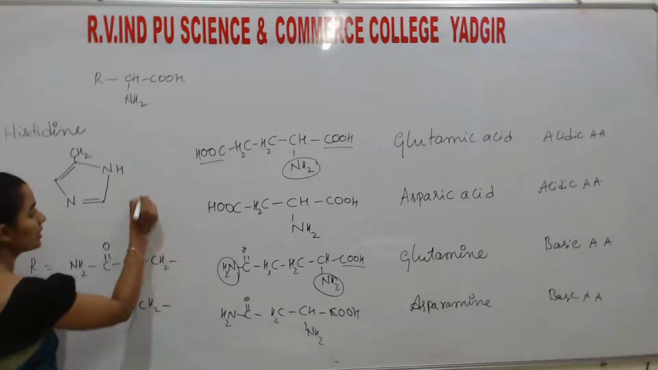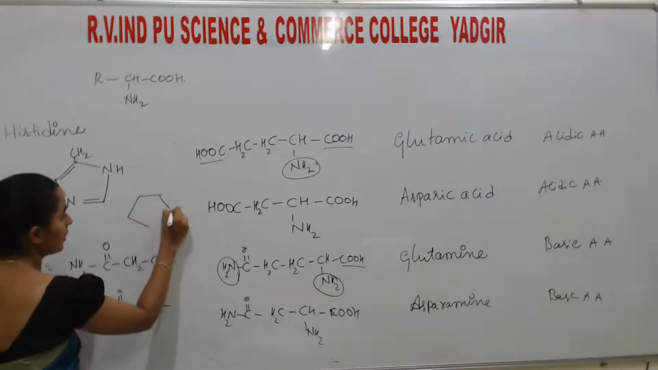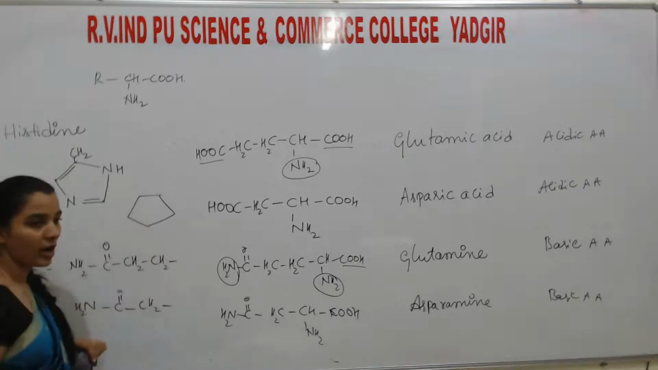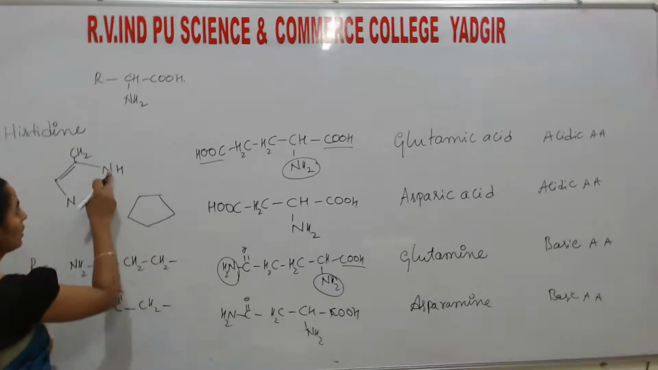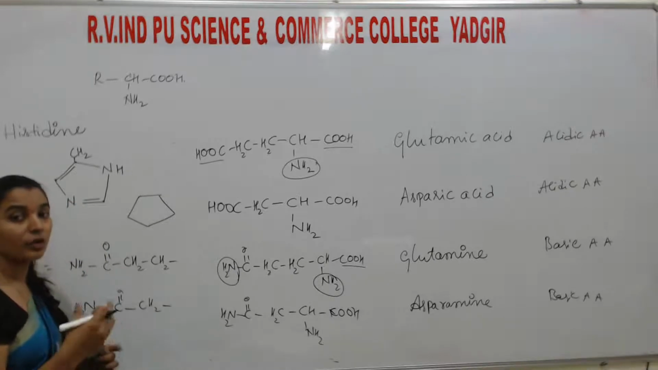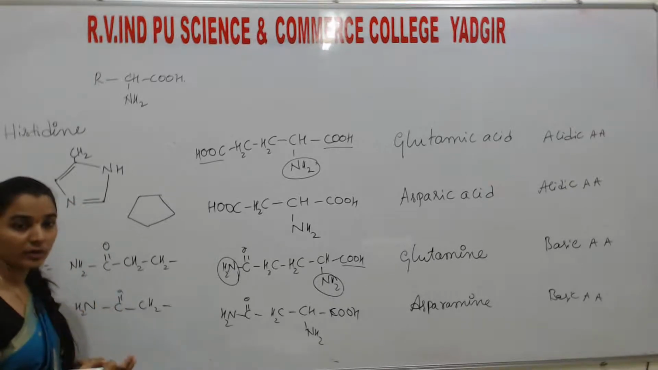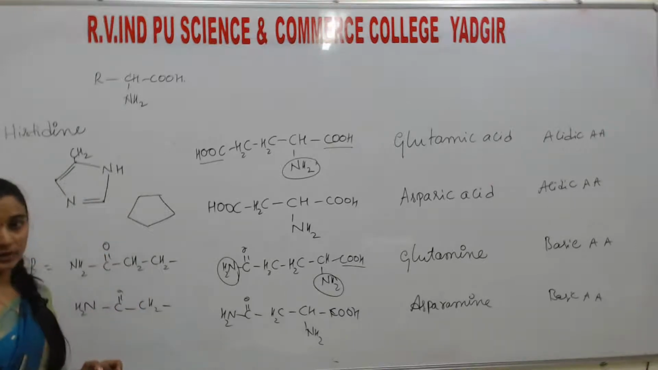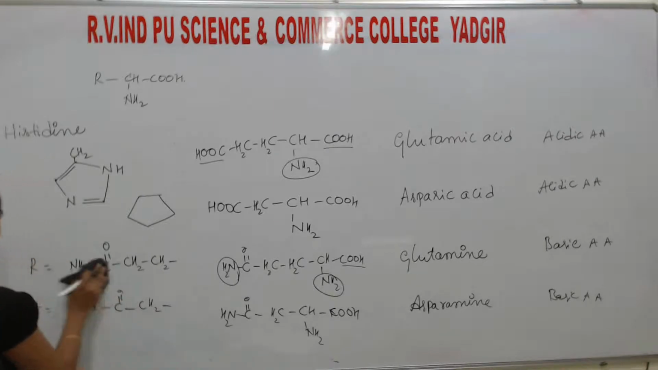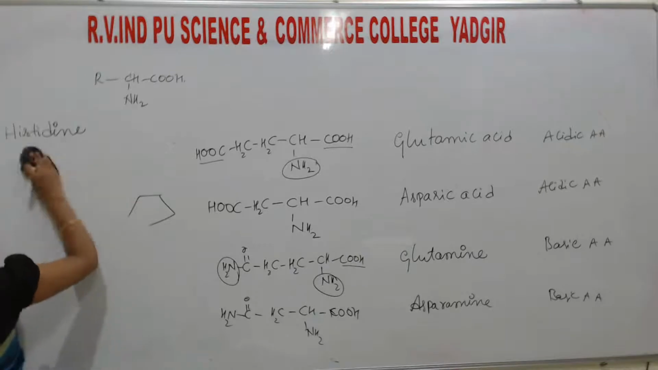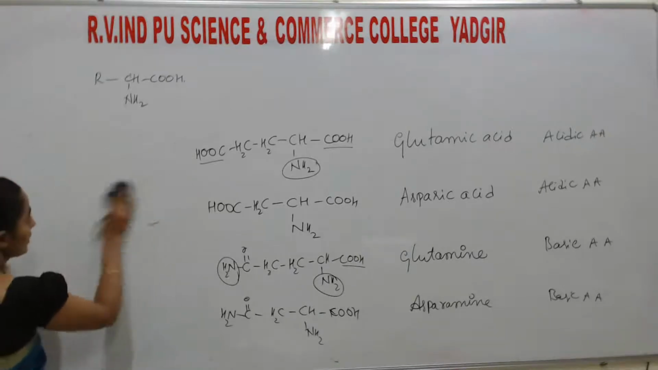Heterocyclic, why? Because listen student, if all are like this, then it is a homocyclic. Why? All are made up of carbon atoms only. But here, in the place of two carbons, nitrogen atoms are there. Hetero means different, other than carbon. That's why this is called a heterocyclic amino acid. Understand? So this is all about amino acid structures and their classification.